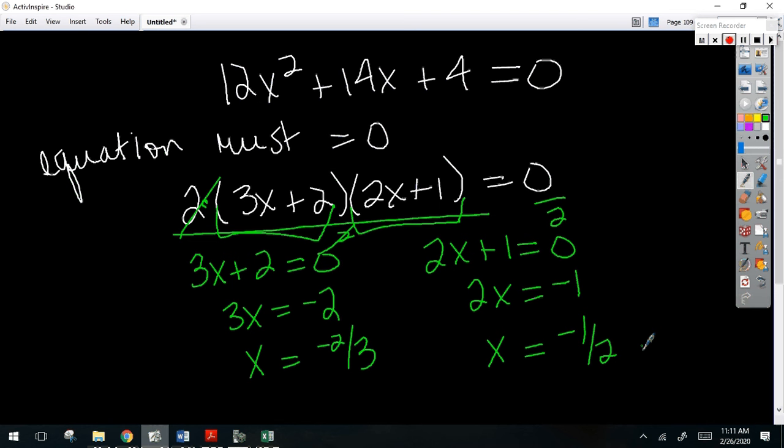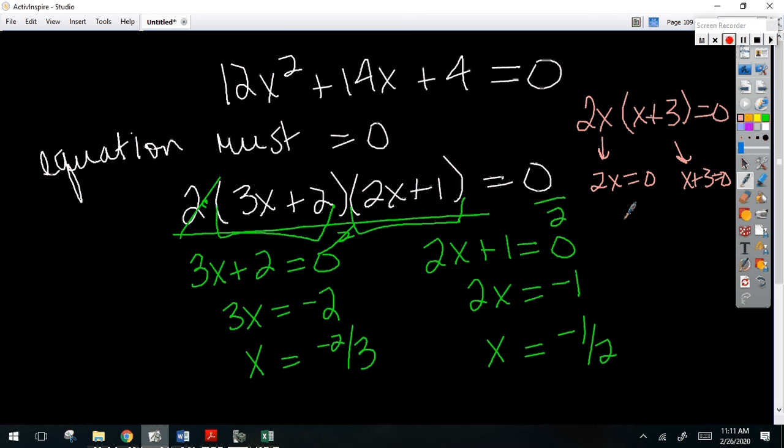Just to answer your question, Dylan, if you had a variable in front, like let's say this was 2x times x plus 3 equals 0. Well, now 2x could be 0 and x plus 3 could be 0. So if that one had a variable, that means we have 3 zeros? No, these are all quadratics though. You won't have any more than 2 zeros on any of these. You have to set both multiplied parentheses equal to 0.